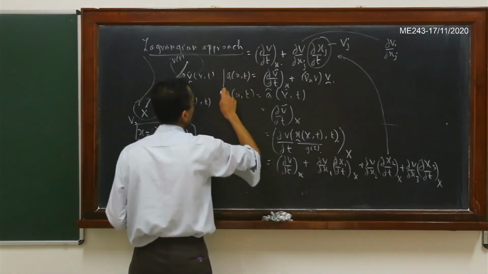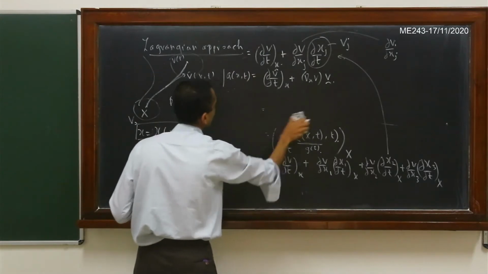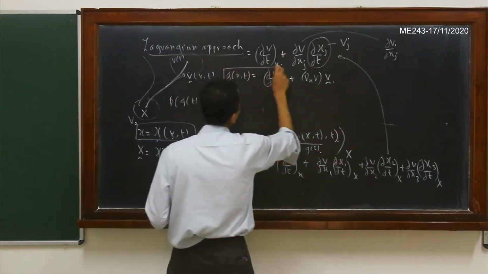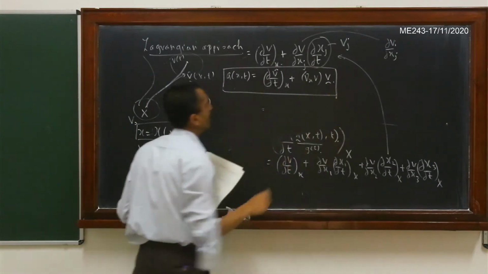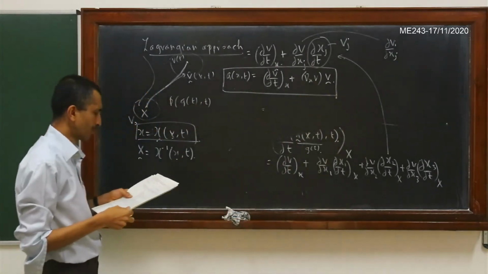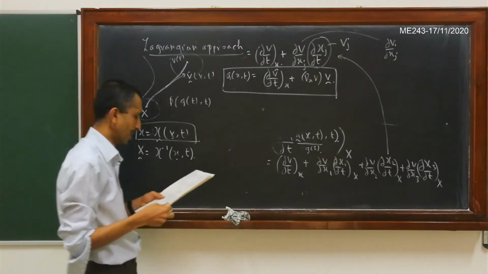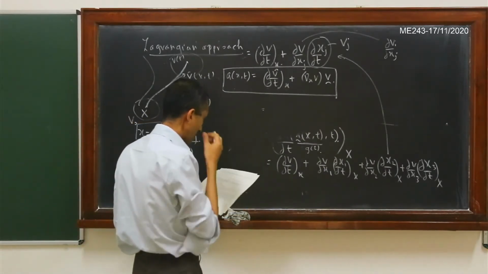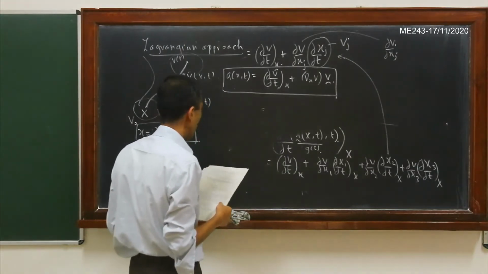So this is the formula. Maybe I'll just erase this so that it doesn't confuse us. This is the acceleration formula: del v by del t, keeping small x fixed, plus del v by del x times v. Fine, so let us try to understand this particular expression here.